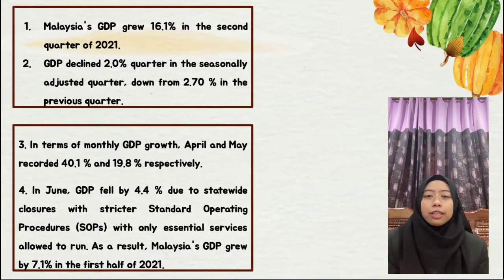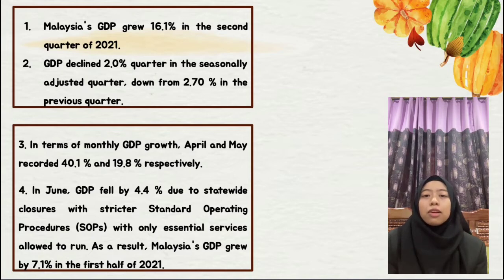Following 4 consecutive recession quarters, Malaysia's gross domestic product (GDP) grew 60.1% in the second quarter of 2021. However, this quarter's significant increase was partly attributed to the low base reported in the second quarter of 2020. GDP declined 2.0% quarter on quarter in the seasonally adjusted terms, down from 2.70% in the previous quarter. In terms of monthly GDP growth, April and May recorded 40.1% and 90.8% respectively.